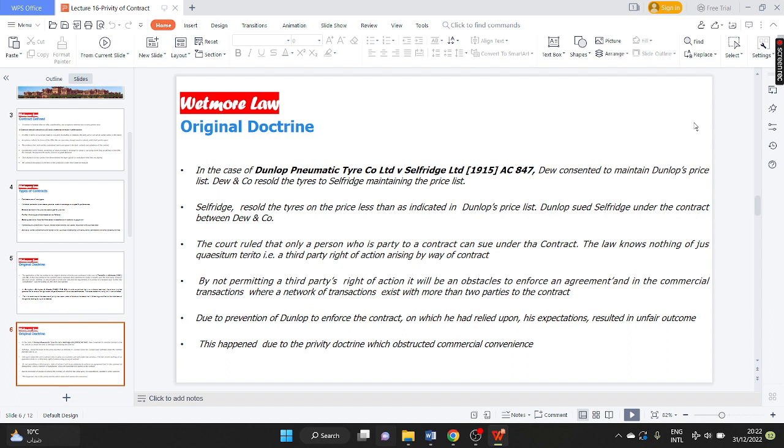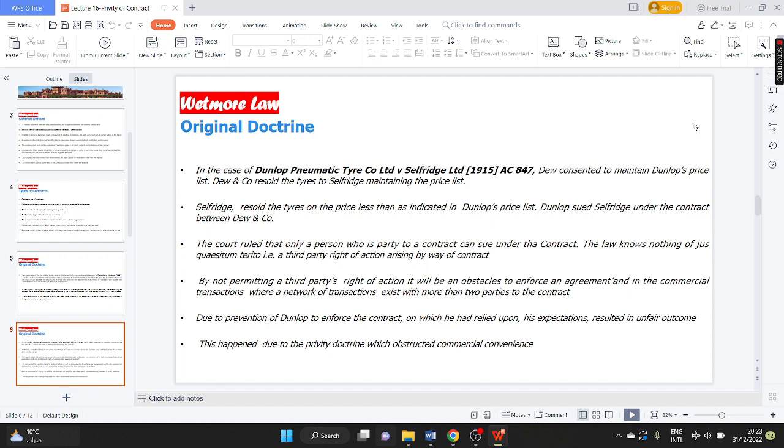In the case of Dunlop Pneumatic Tyre and Selfridge, Dew conceded to maintain Dunlop's price list. Dew and Co. resold the tires to Selfridge, maintaining the price list. Selfridge resold the tires at a price less than that indicated in Dunlop's price list. Dunlop sued Selfridge under the contract between Dew and Co. The court ruled that only a person who is party to a contract can sue under the contract.